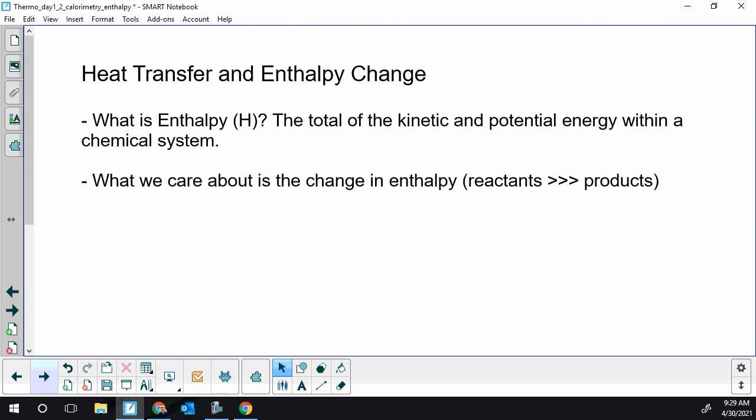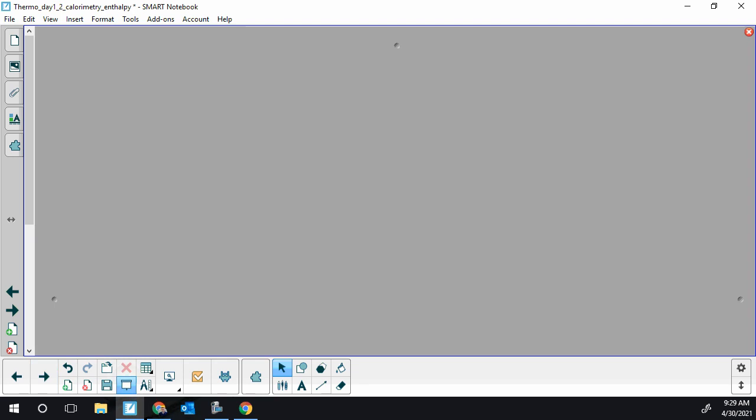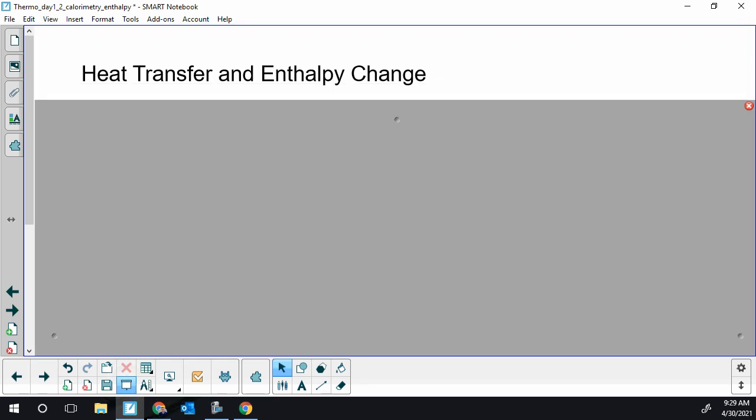Okay. So heat transfer and enthalpy change. You're about to have introduced to you a new term, the key one in thermodynamics. We're not just going to talk about change in energy like I did introducing this slide. What we care about is the change in enthalpy.